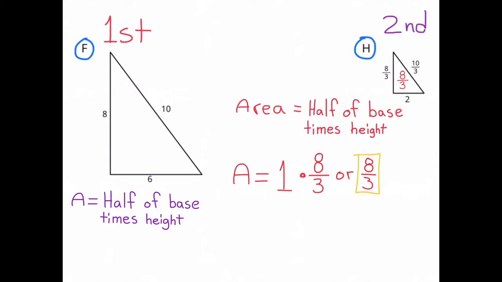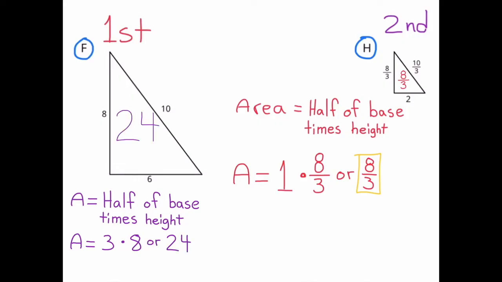The area of triangle F, like always, is half of the base times the height. And in this case, half the base is 3, so 3 times the height, or 3 times 8. And 3 times 8 is 24. So the area of triangle F is 24 square units. Since triangle H was the second one mentioned, we're trying to figure out how much larger the area of triangle H is compared to the area of triangle F. Now it's interesting because triangle H is much smaller.